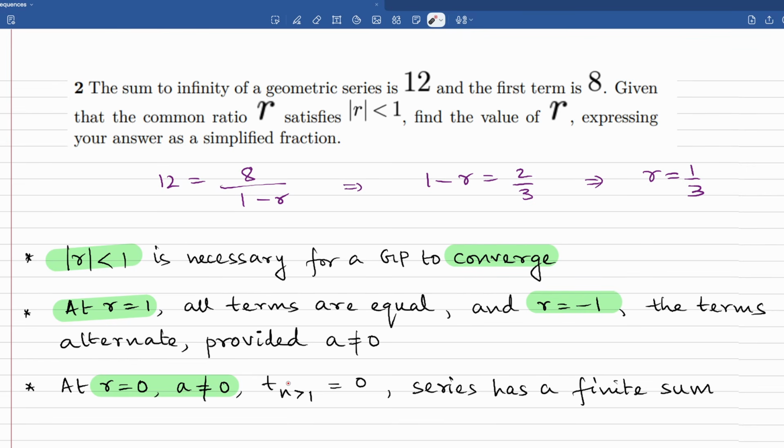That means if your common ratio is 0 and the first term is non-zero, then every term apart from the first term becomes 0. And the series has a finite sum, which will be a itself.